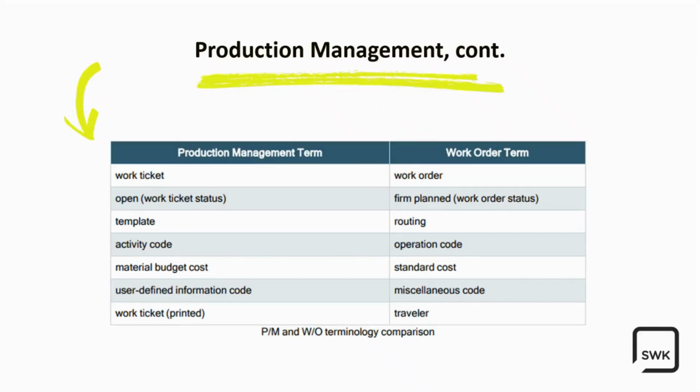Now, I was talking about the changes from production management and work order. Mostly it's terminology based, in addition to the actual functionality changes. So for example, the work order term is now a work ticket. What was called firm planned in the status of the work order is now called open. Routings are now called templates. Operations codes are activities. Standard cost is material budget cost. Miscellaneous code is user-defined information code. And a traveler is a printed work ticket.